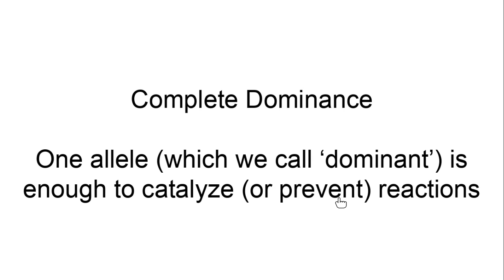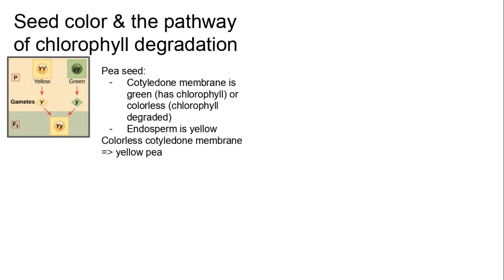So this would have to do with whether the enzyme is catalyzing or preventing, but as long as having one allele is enough to cause a phenotype, that is the allele that we call dominant. So let's see in the case of Mendel's peas, what he saw. So here's some background so that you can understand this.